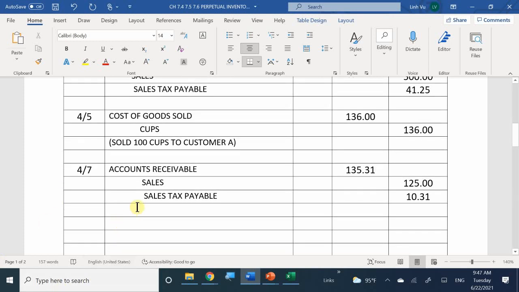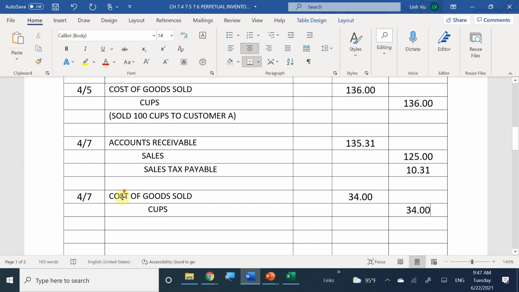All right, you can choose to make the note now, or you can choose to make it later. I'm going to choose to do it later. So in this case, I sold 25 cups. Cost of goods sold for $34. How did you get $34? I took 25 times $1.36. And then credit cups for $34. And now I'm going to go ahead and make a note here that I sold 25 cups to customer B on account.